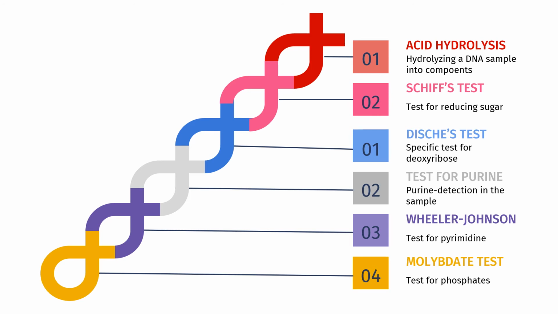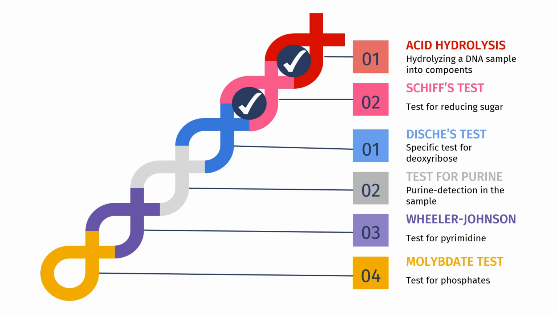Before any of that though, acid hydrolysis of the polynucleotide must first happen for us to break the DNA into its components. With an unhydrolyzed and hydrolyzed sample prepared, we can now perform qualitative tests, starting with Schiff's test for reducing sugar, that is, deoxyribose.